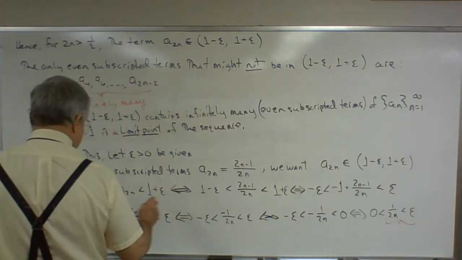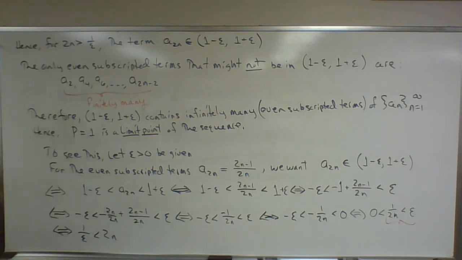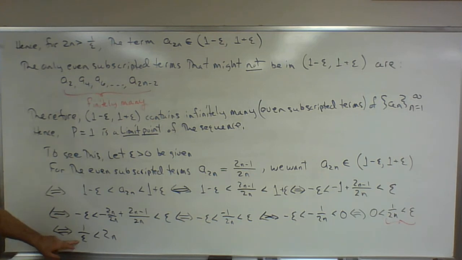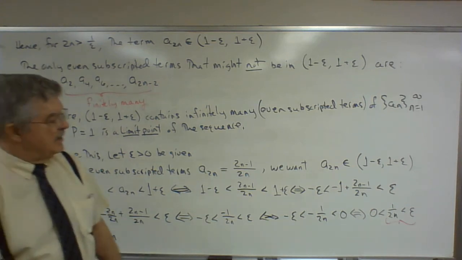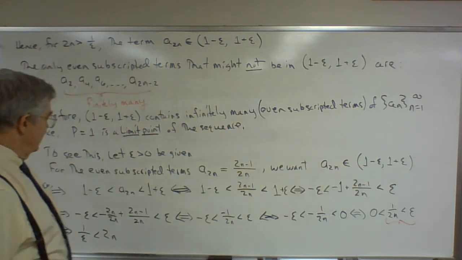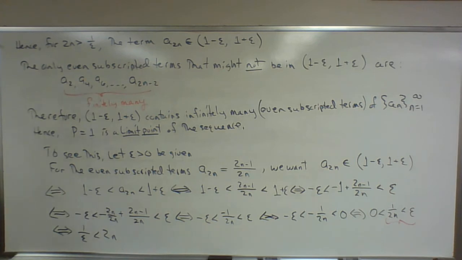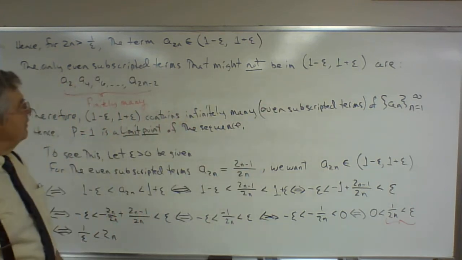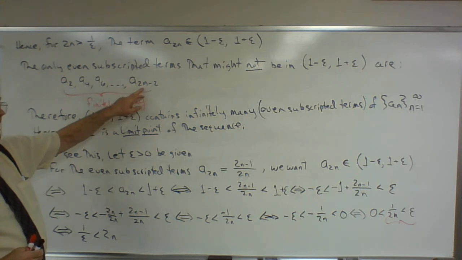So the steps that I took to get from here to here are reversible. And what that means is that for 2n greater than 1 over epsilon, we have a sub 2n in this interval. So the only terms of the sequence that might not be in this interval are those terms with subscripts less than a sub 2n.